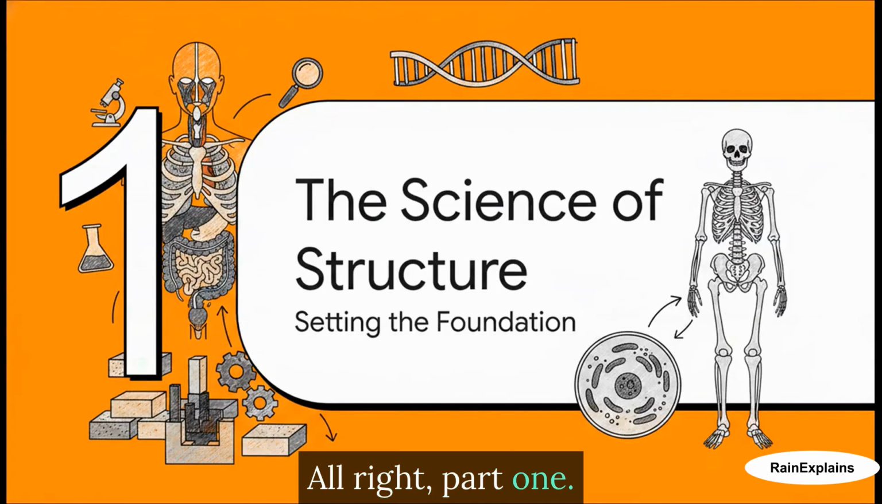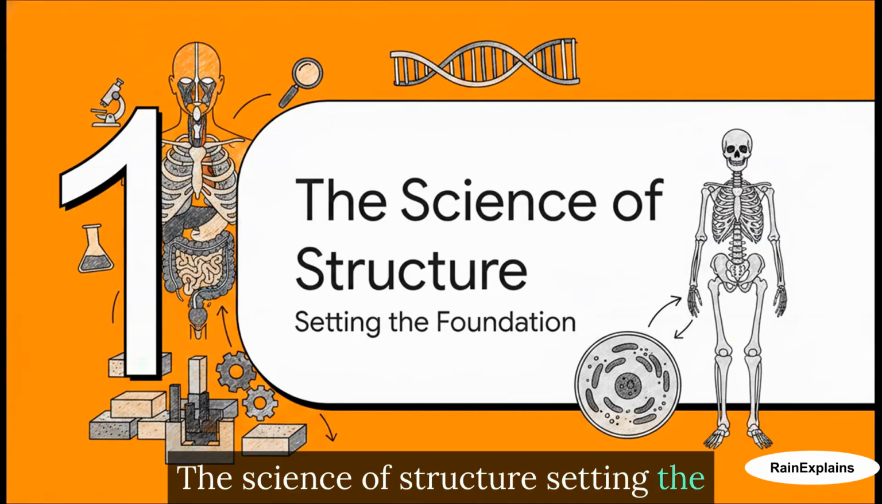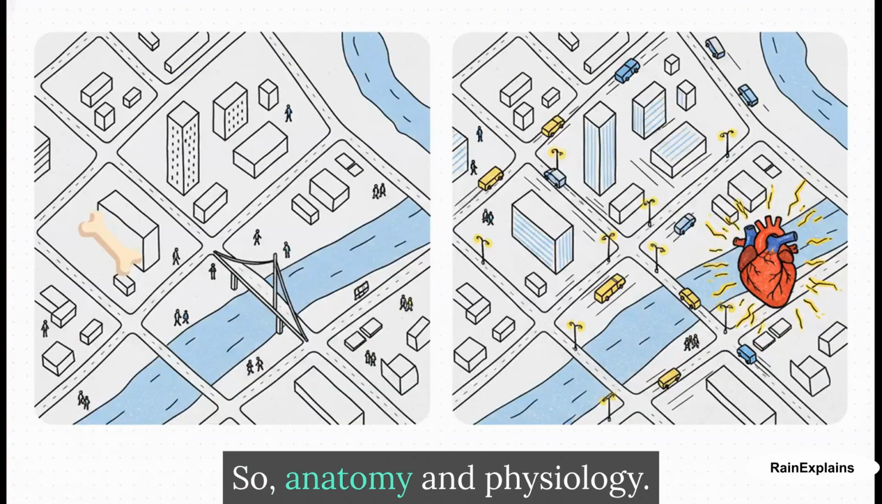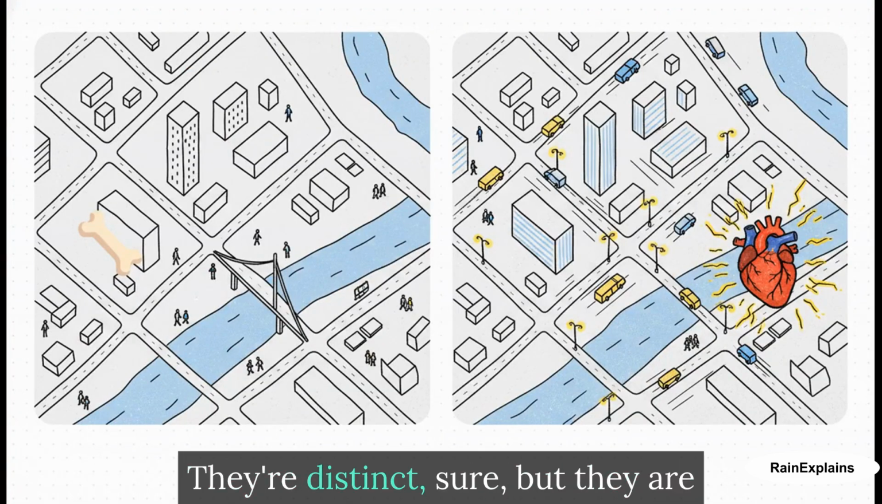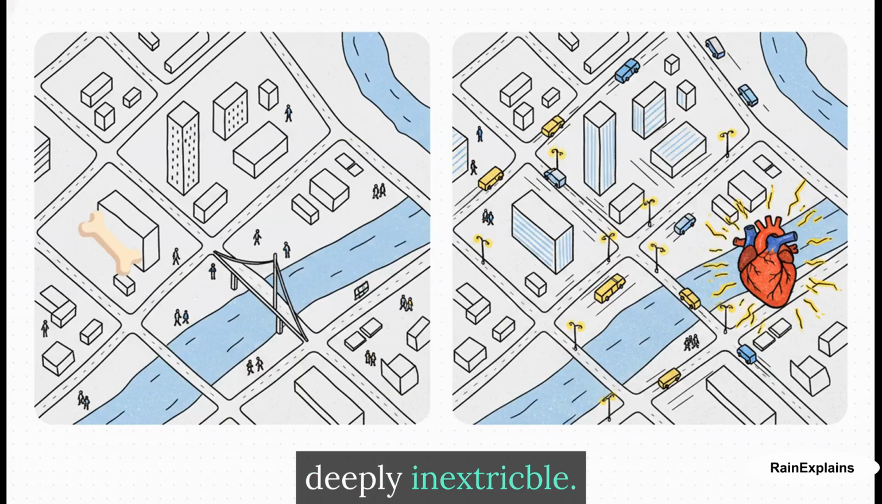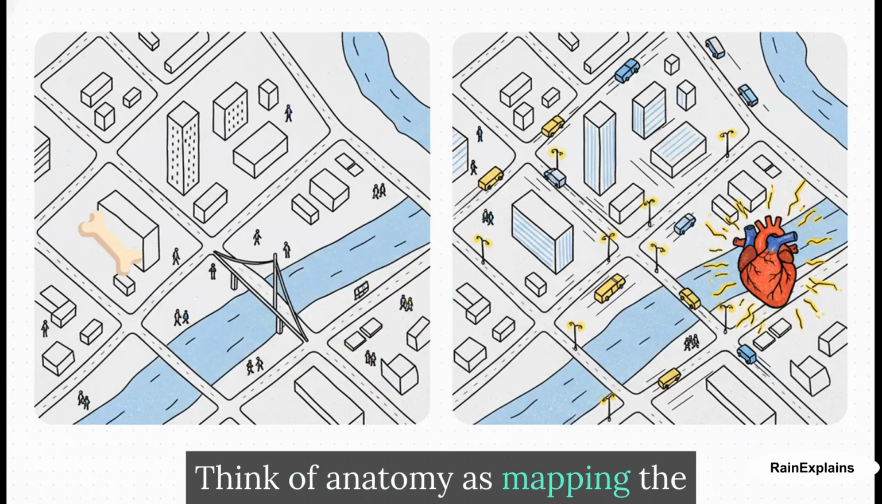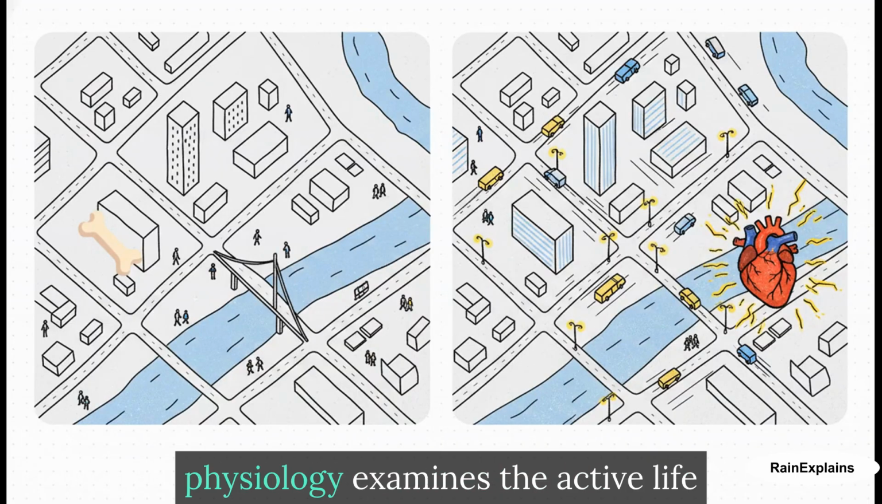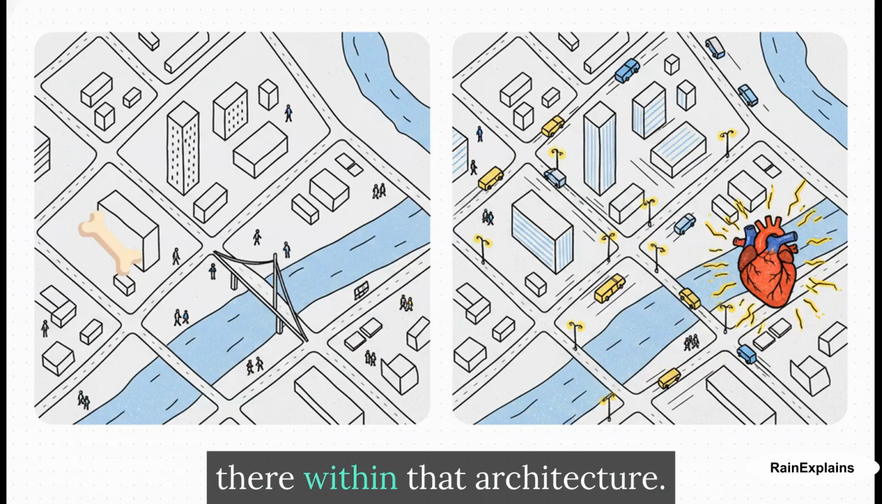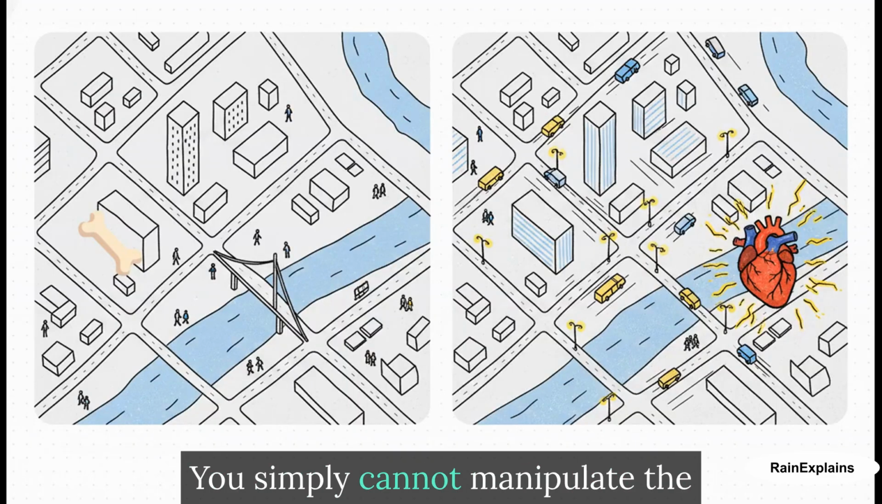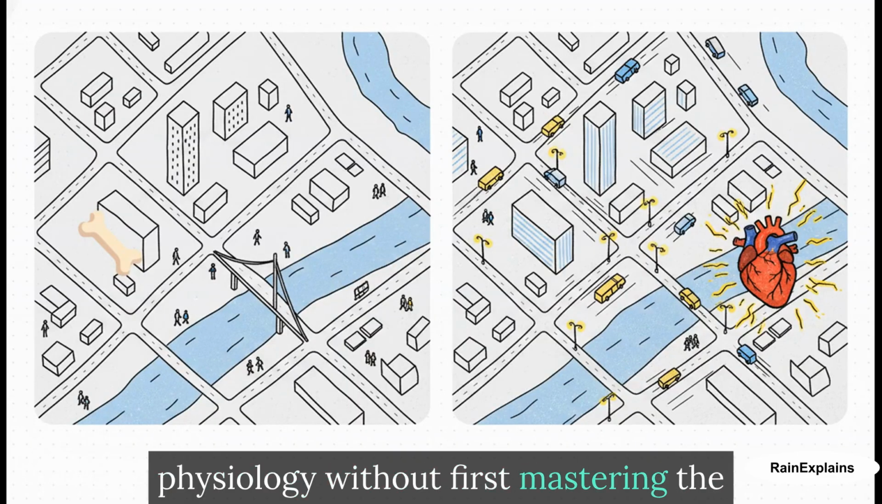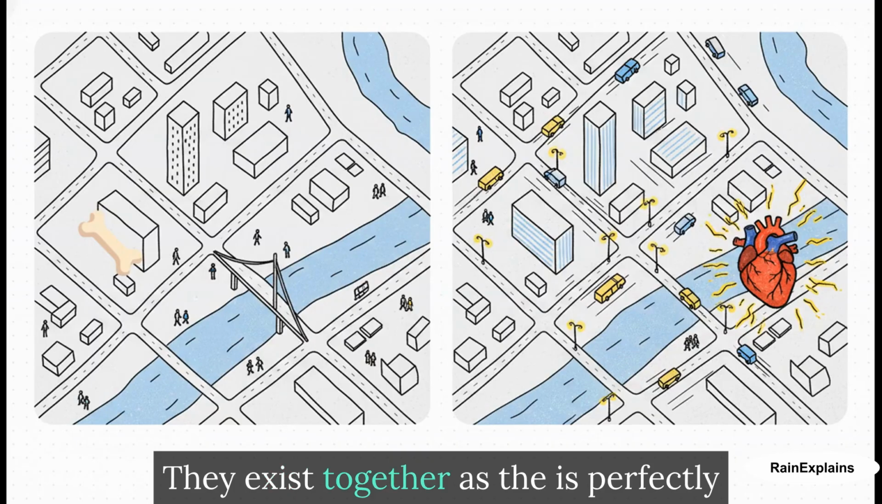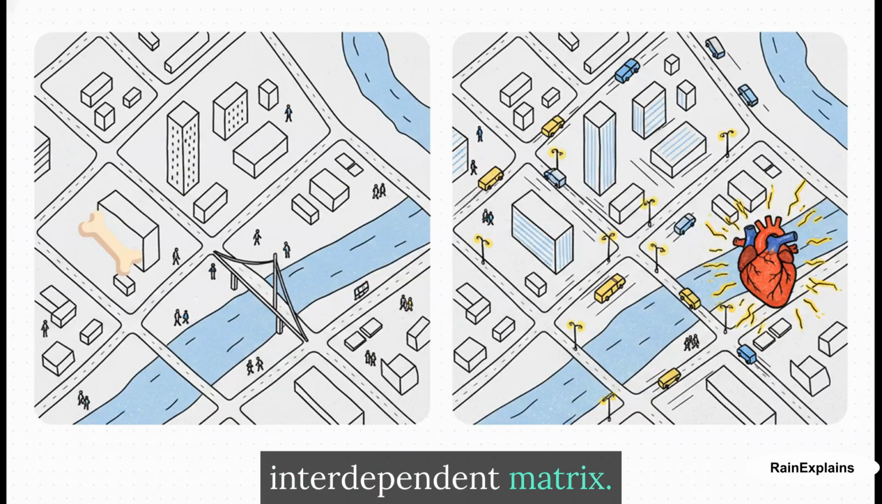All right, part 1, the science of structure, setting the foundation. So, anatomy and physiology. They're distinct, sure, but they are deeply inextricable. Think of anatomy as mapping the physical structure itself, while physiology examines the active, life-supporting functions happening right there within that architecture. You simply cannot manipulate the physiology without first mastering the anatomy. They exist together as this perfectly interdependent matrix.